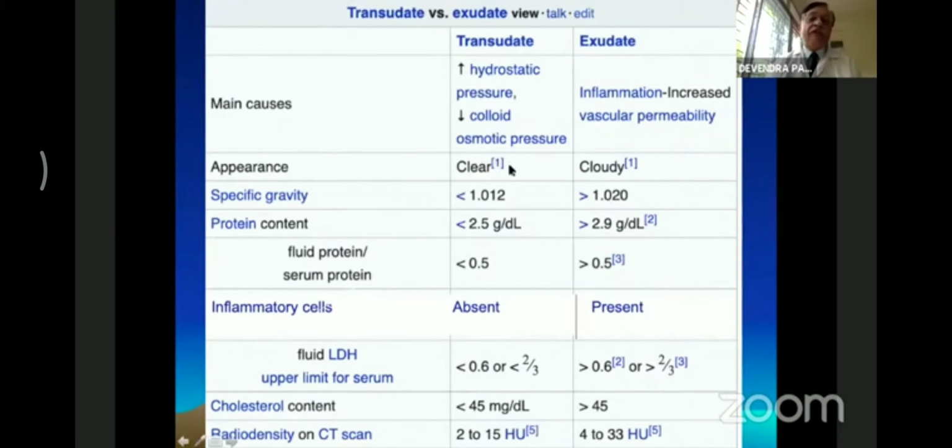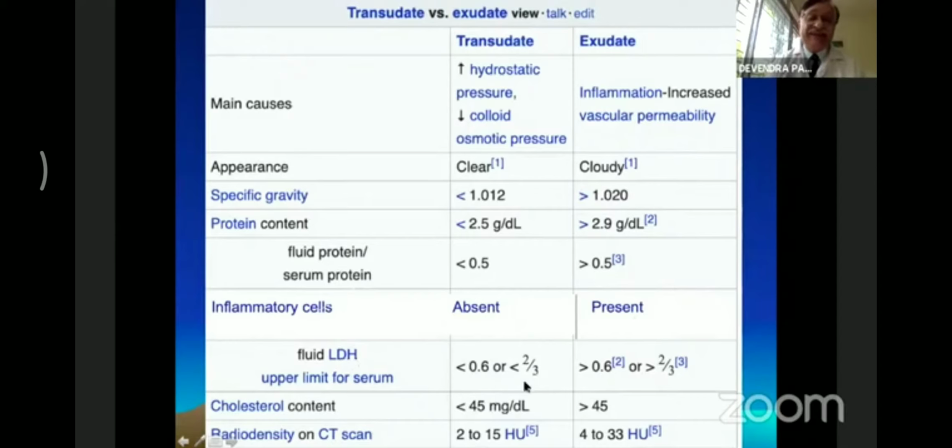So the appearance, because of the presence of protein, is cloudy in exudate. The specific gravity is also more, again because of the protein content, which is more than 2.9 here, less than 2.5 out here. In between, indeterminate. There are certain ratios which are derived. More important are the inflammatory cells which are present in the exudate because it's inflammatory in nature.